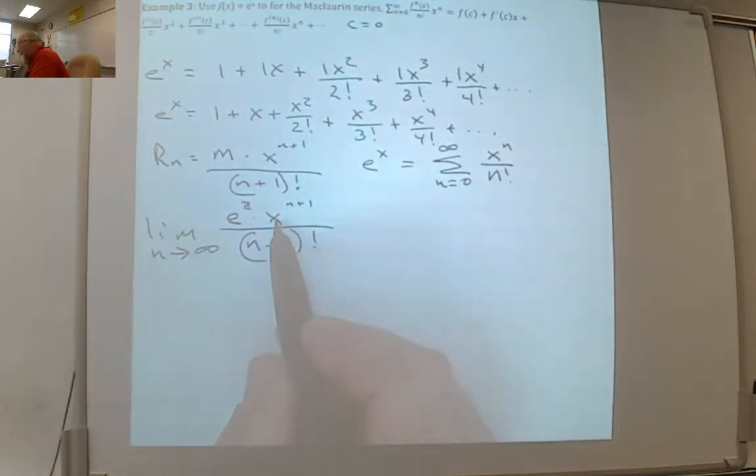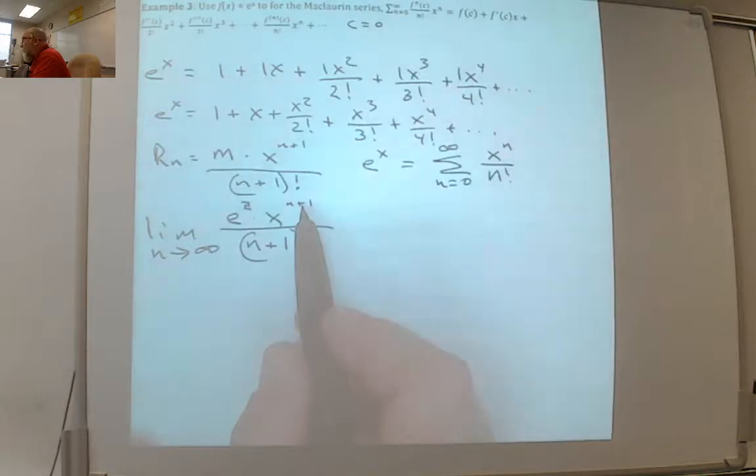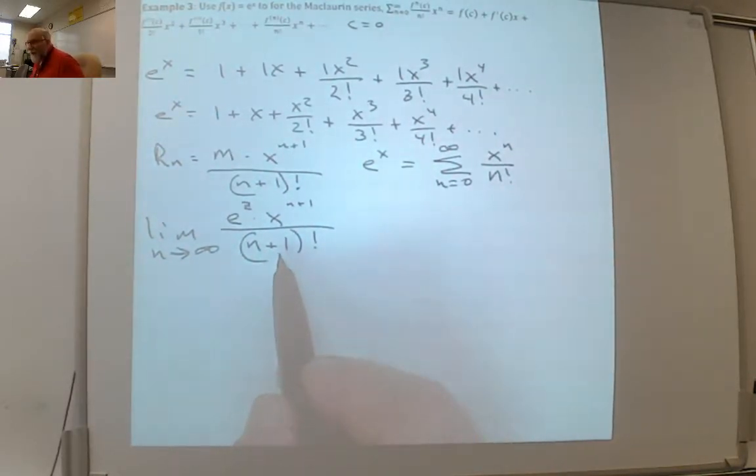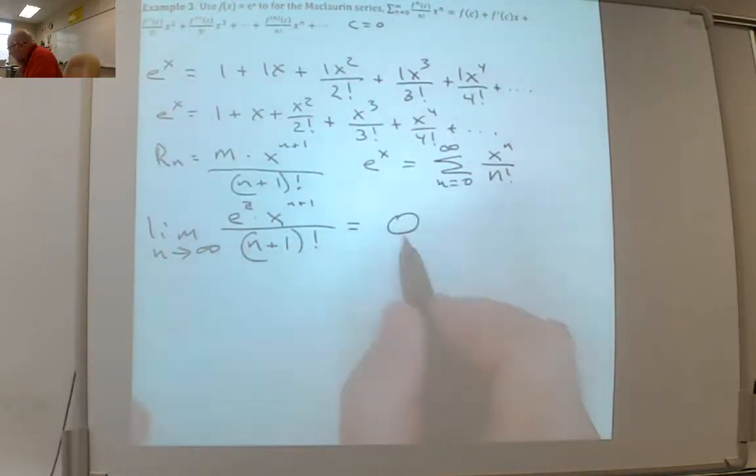But you pick some x and make it 4, but this gets bigger than 4 raised to a power. Would you agree? Because if you pick 4, well, you're also going to be multiplying. That means 4 is going to be multiplied by itself n plus 1 times, right? But you got 100 times 99 times 98 times 97 that are all bigger than 4. So this is going to be headed to 0.